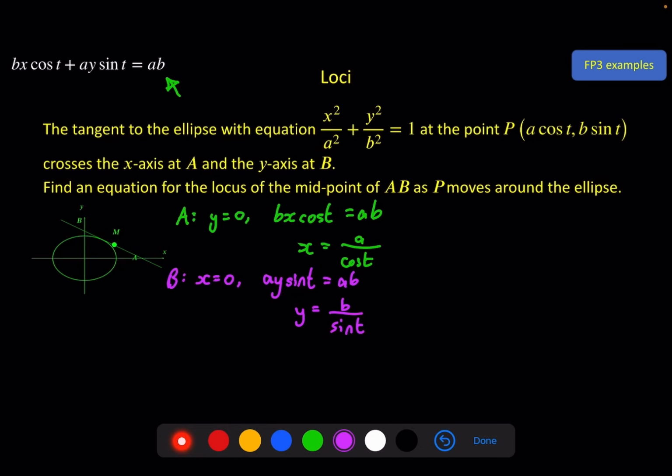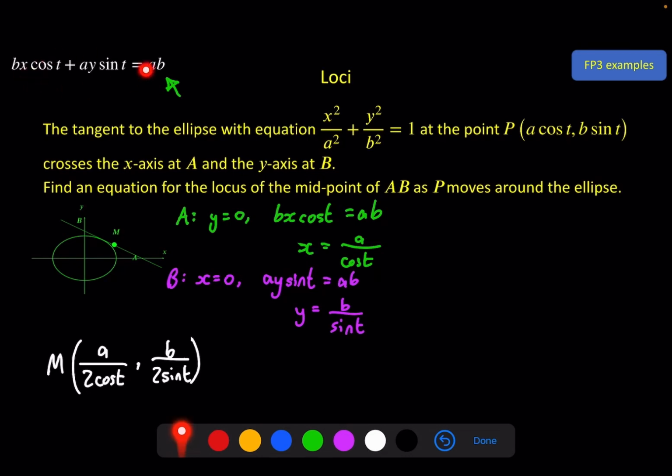To get the coordinate of the midpoint, we need to go halfway from 0 to the x-coordinate of A to get the x-coordinate of M. So the x-coordinate of A plus 0 divided by 2 is just half of this. So for M, the x-coordinate is a over 2 cosine t. And in the same way, the midpoint from the x-axis to B is half of B's y-coordinate. Because we do this plus 0 divided by 2 gives us b over 2 sine t.